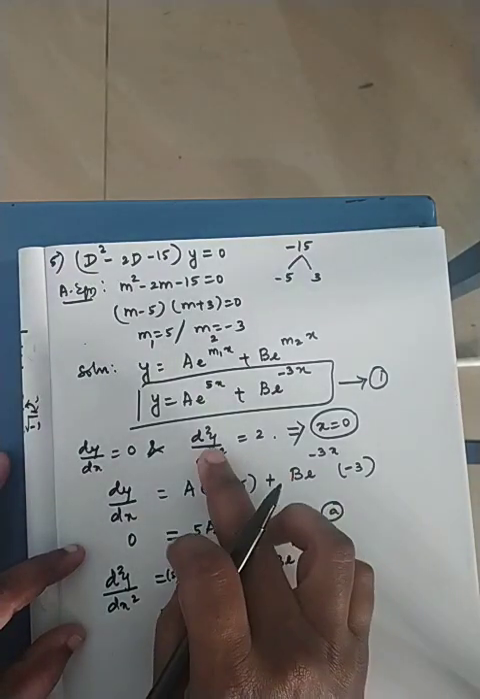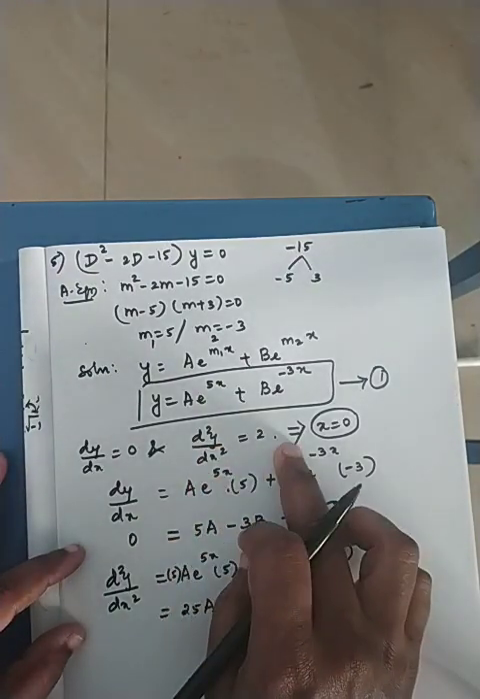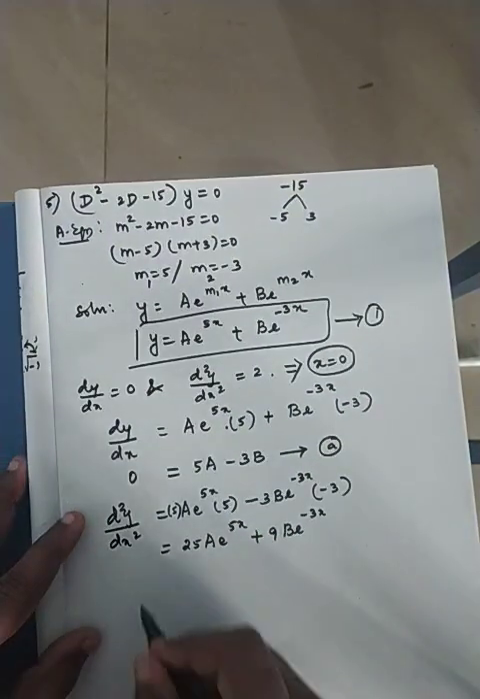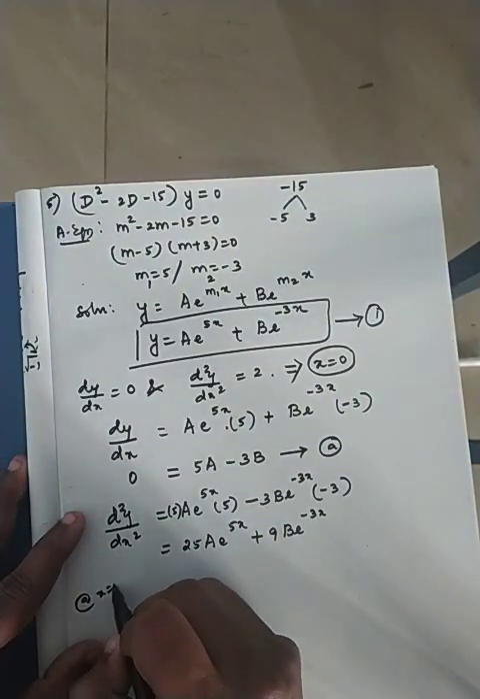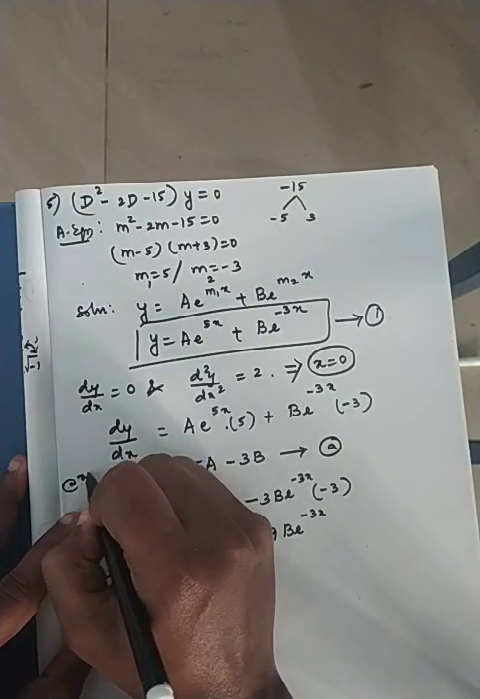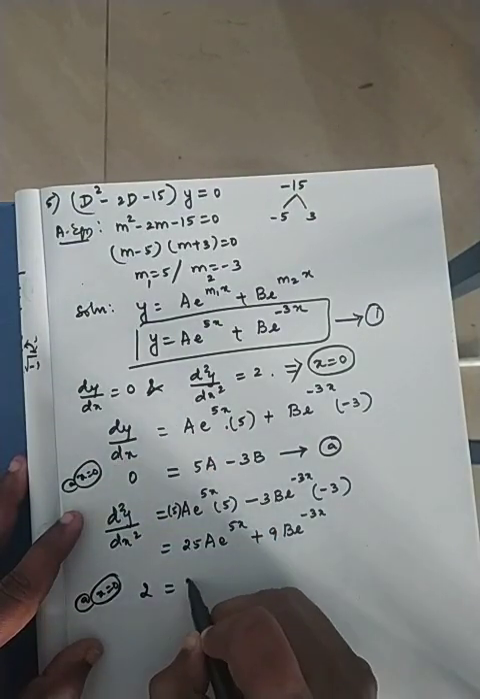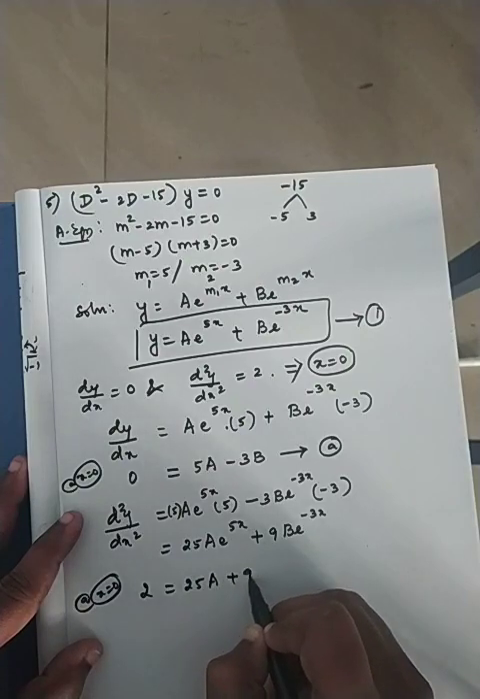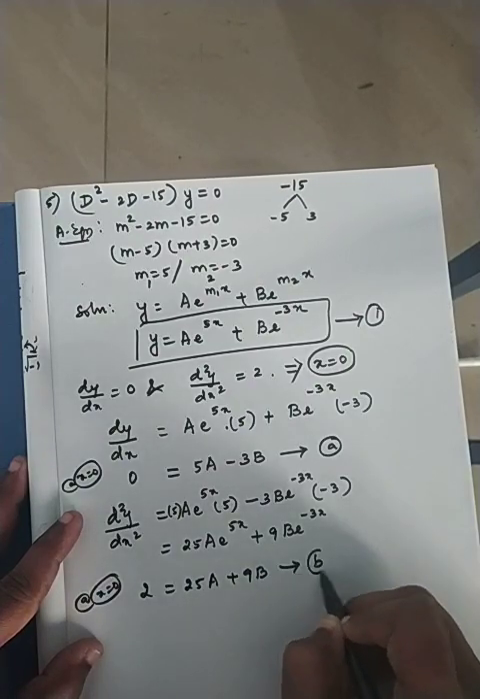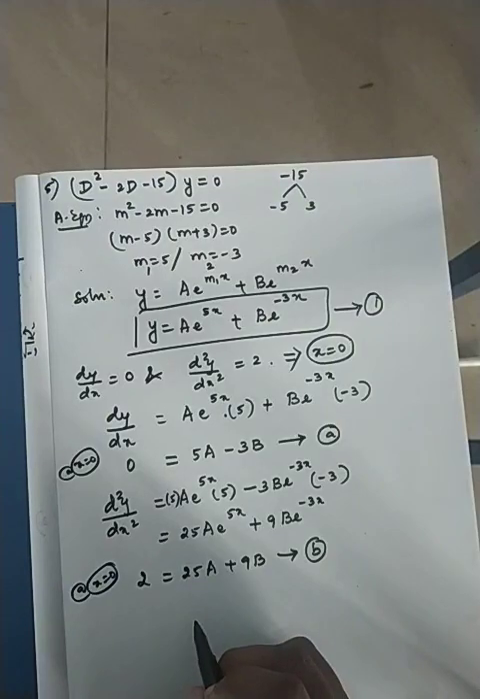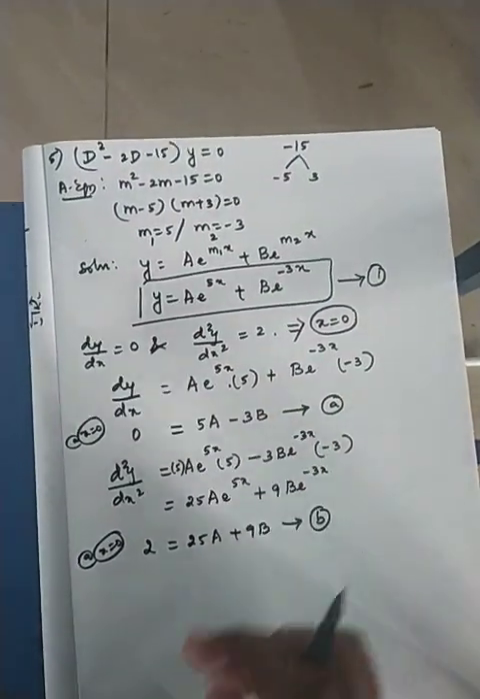Now they have given d squared y by dx squared is equal to 2 when x equal to 0. So at x is equal to 0, here also at x is equal to 0, I get 2 is equal to 25a plus 9b. Now this is my b. Now I have to solve these two equations a and b.